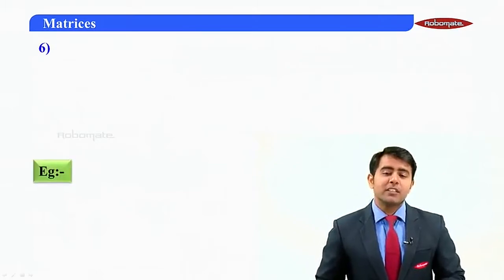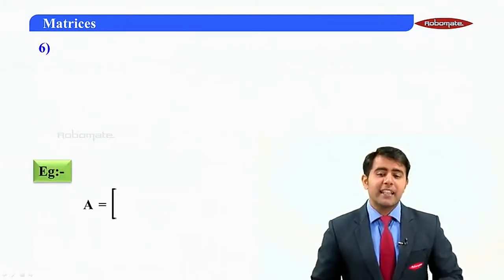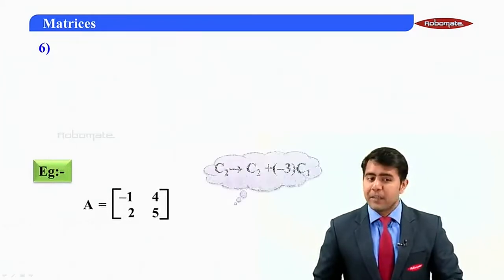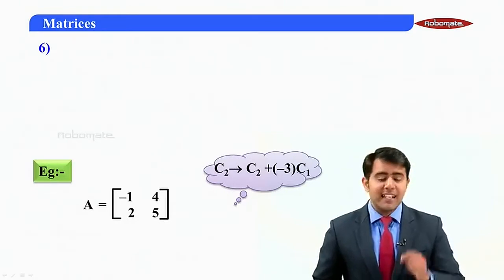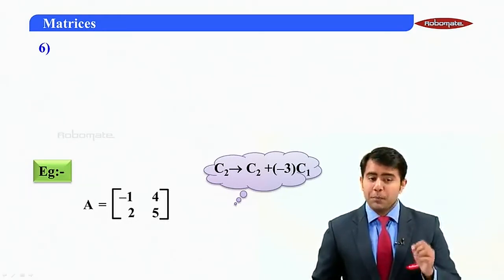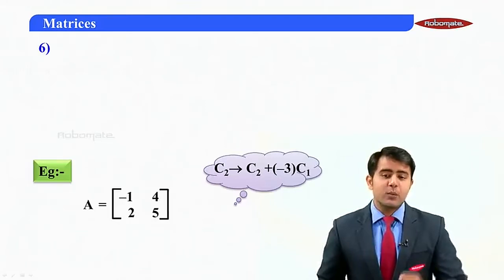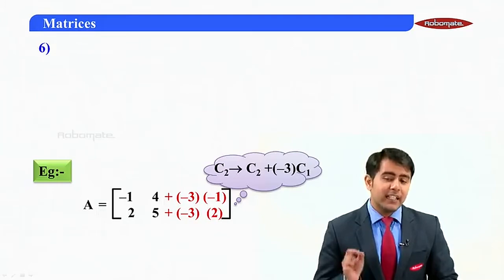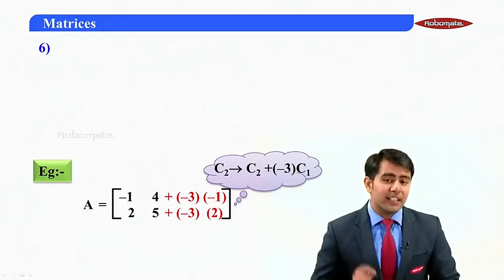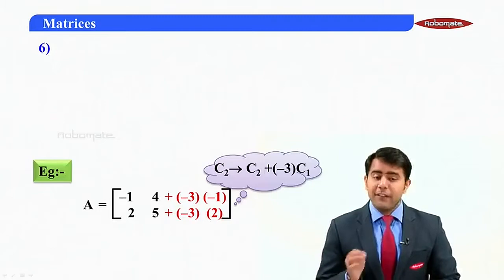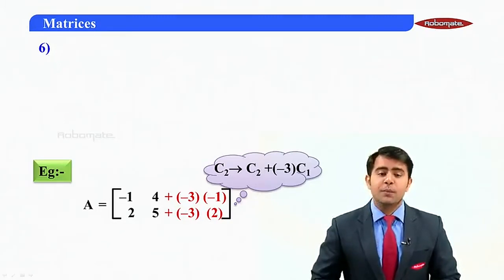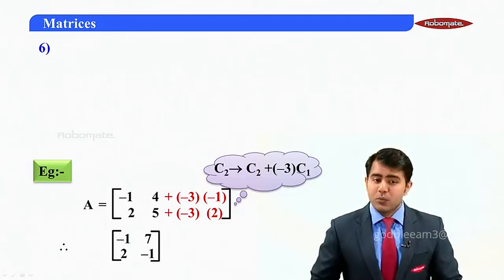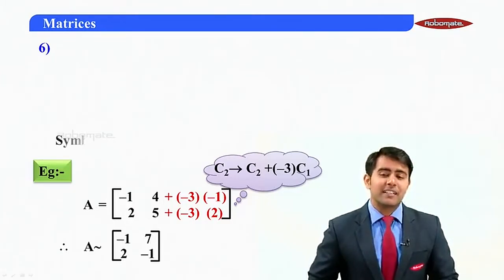The example given to us here is as follows. The matrix A is given to be minus 1, 4, 2 and 5. The transformation which we have to use is C2 changes to C2 plus minus 3 times C1. This means that column 2 is to be added with minus 3 times the elements of column 1, that is, minus 3 into minus 1 and 5 plus minus 3 into 2. The matrix which we obtain now is minus 1, 7, 2 and minus 1. This is the transformed matrix.